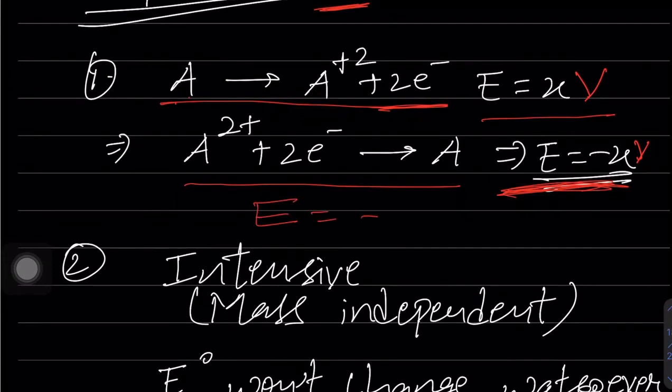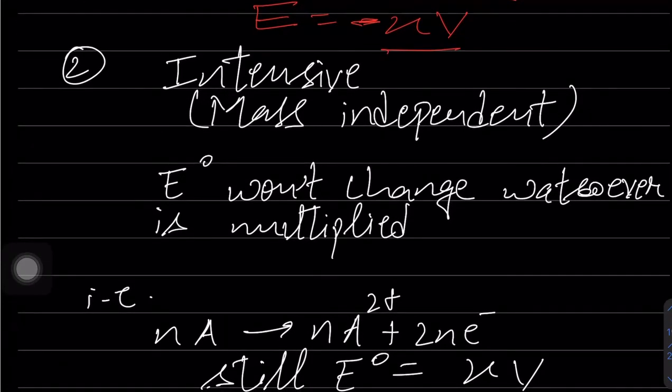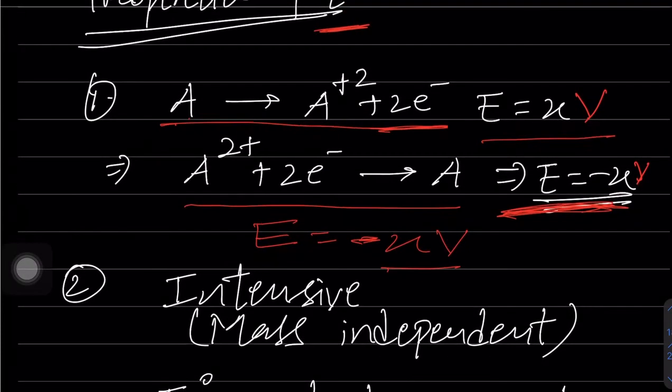E will be equal to minus x volt. Okay, now property number 2. So in property number 1, what do we understand? That if there is an oxidation reaction, and we write its reduction reaction, the value of E will also change. Okay, this is the same property as of delta G or delta G naught.